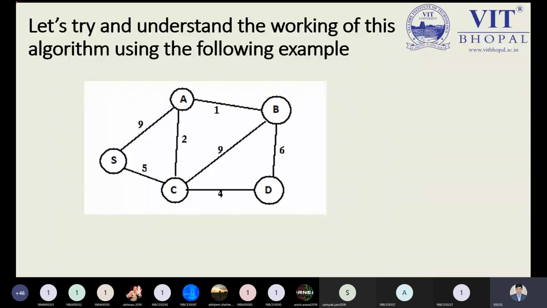Okay, so which is our source vertex? As I have told you many times, it's a better idea to choose the leftmost vertex, that is S. So S, can we say this is our source vertex?